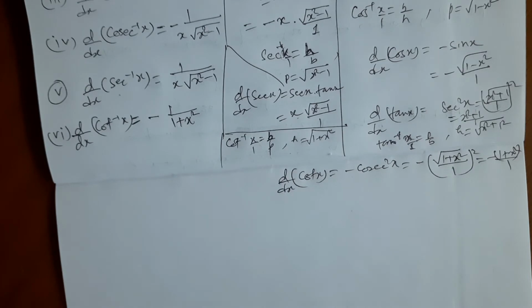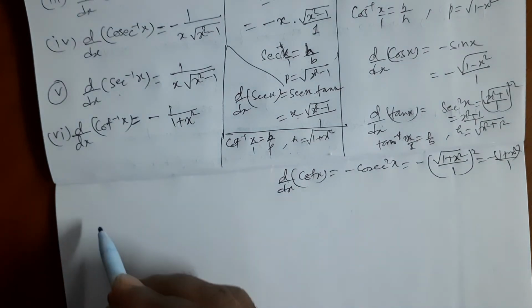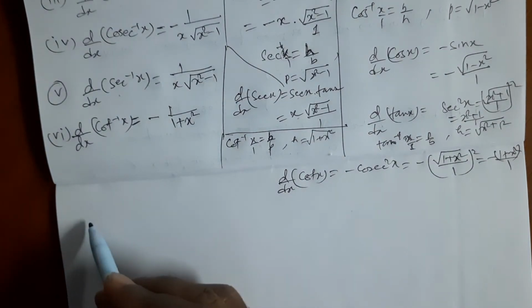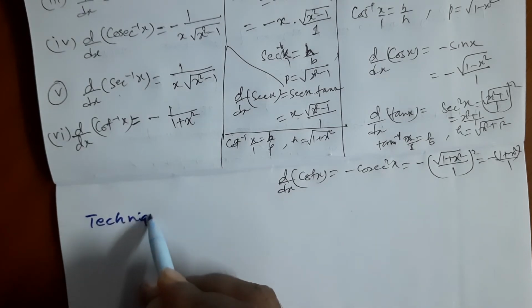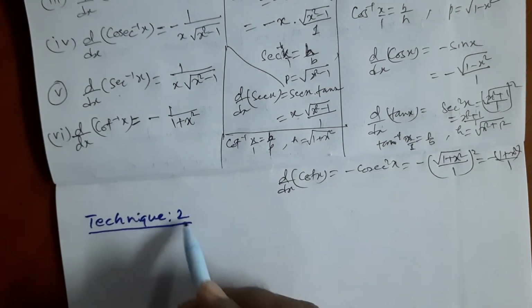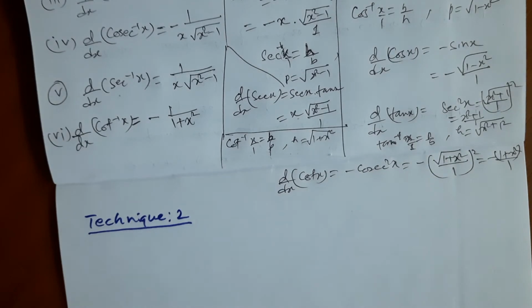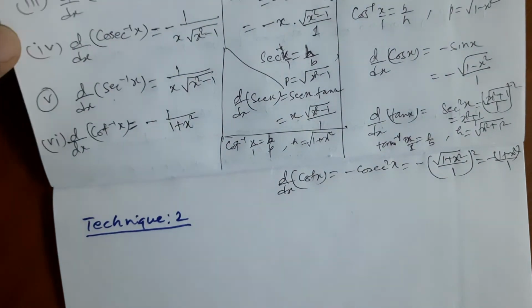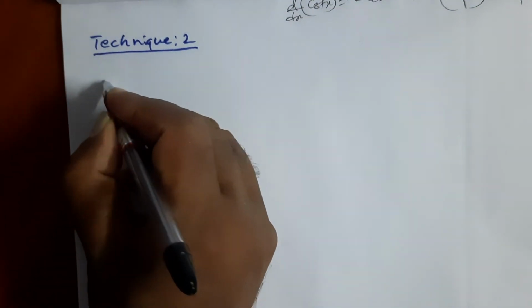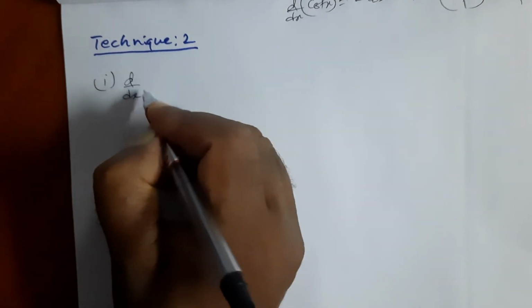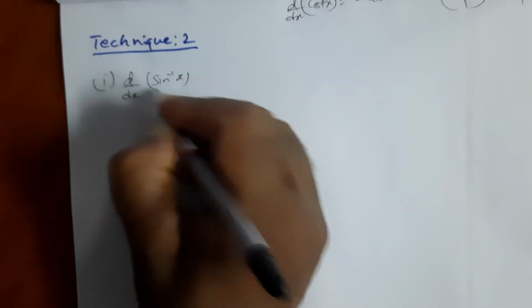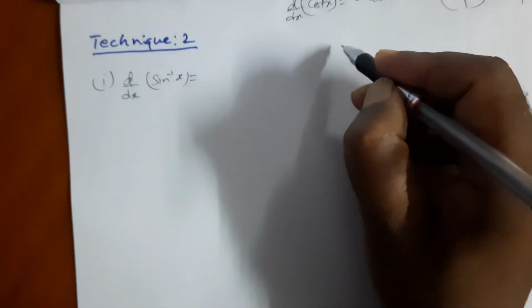Technique number 2 to remember the formula of the derivative of inverse trigonometric functions. Now look at technique 2. Whichever technique you find helpful, you can follow that technique. All right, the next technique to remember the formula, look here. Here, d over dx of sine inverse x is the formula we need to remember.